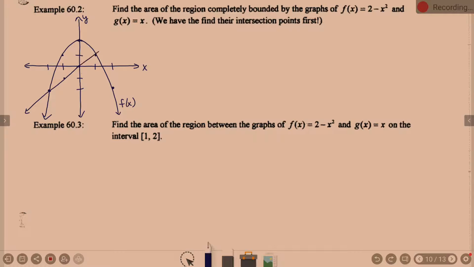Because if you think about this as you go, I just pinpointed my intersection points along the way, didn't I? This intersection point here is 1, 1. This intersection point over here ended up being -2, -2.